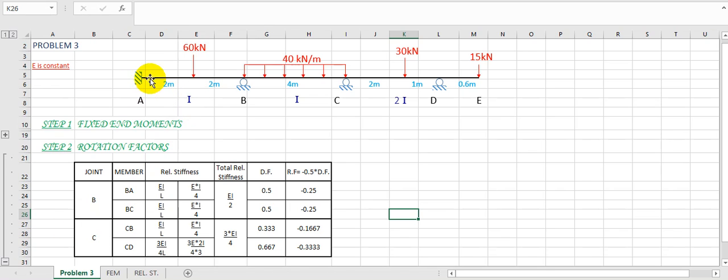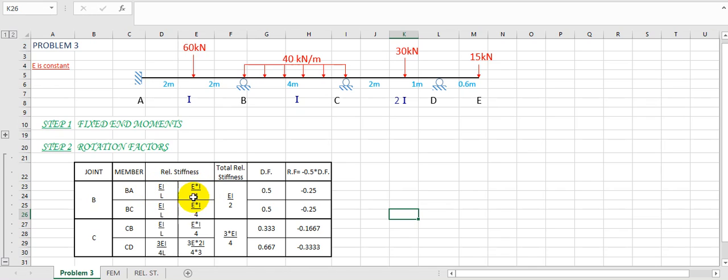For member BA, A is the far off end which is fixed, that is the reason relative stiffness is EI by L. For member BC, C is the far off end which is again considered to be as fixed because it's our primary assumption that all the intermediate supports are considered to be as fixed. Okay, and since B and C are intermediate supports, they are considered to be fixed as well. Thus it's EI by L. CB, since B is the far off end and it's considered to be as fixed, relative stiffness is EI by L. And CD, D is a roller support which is a pin jointed support, and therefore the relative stiffness is 3 by 4 EI by L.